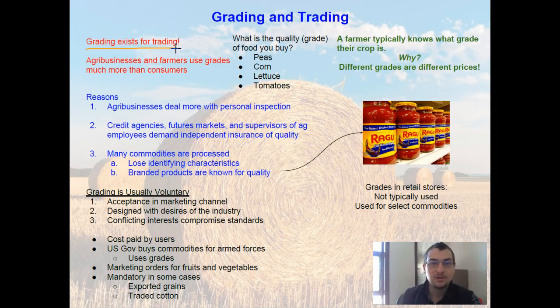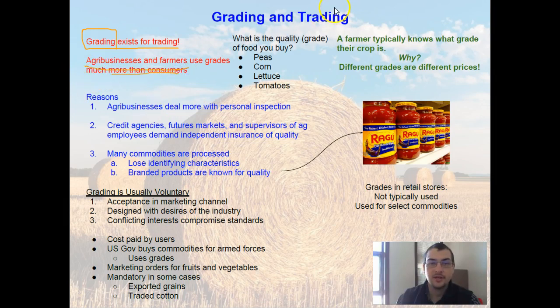Grading is a major component of trading, especially whenever you're going to be trading by description. Because if you remember, grading specifies the quality of that particular good. And if you're trading by description alone, knowing that quality is very important. So, agribusiness and farmers use grades much more than consumers.